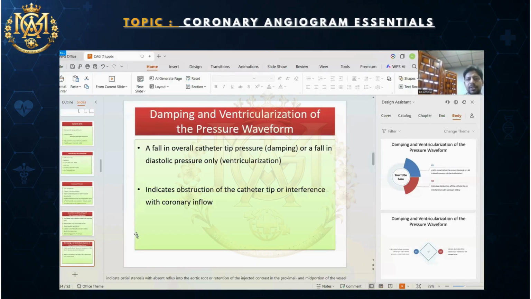The ventricularization, that is the diastolic pressure decreases, happens when the catheter goes into the left ventricle. So if the pressures are ventricularizing, we have to be very sure what is the site of the catheter. If it is in the ventricle, then you have to take it out and recannulate.